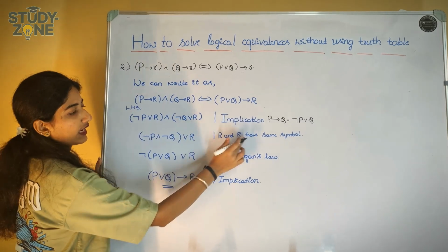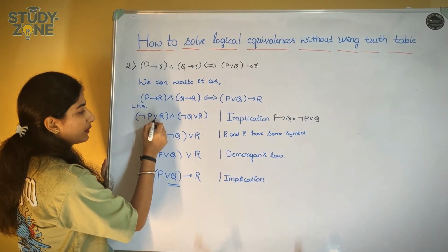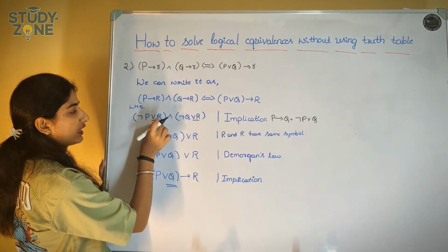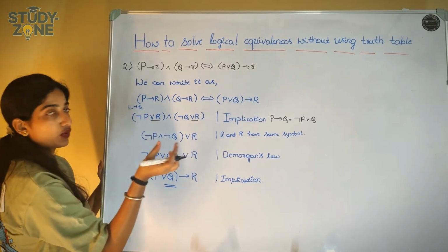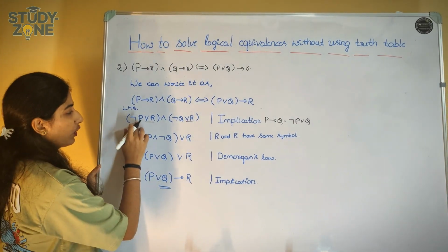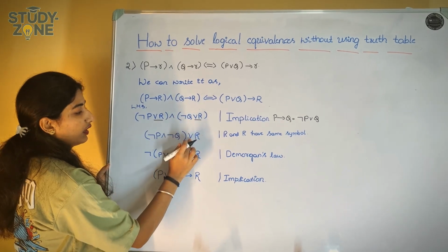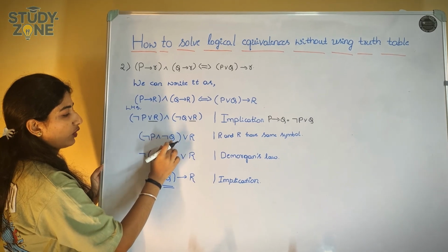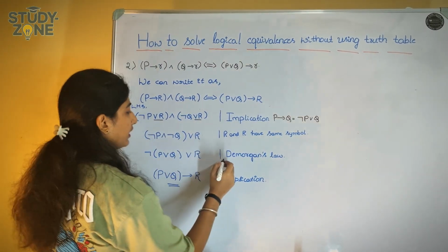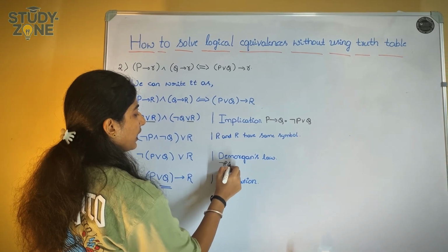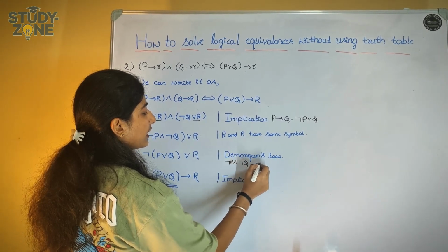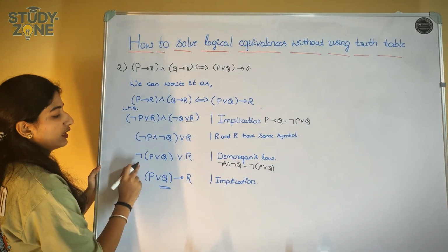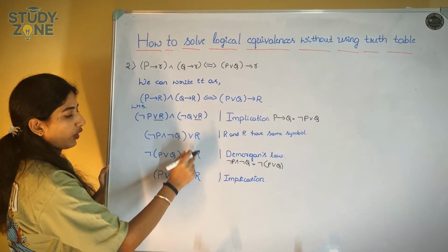Then look at this: R and R have the same symbol, which means here R also has an OR symbol and here also there is an OR symbol. So we can take this outside, which means we are going to do the associative law. So not P or not Q, here OR R, correct? So here not P and not Q. Here in De Morgan's law, we can write not P and not Q as the negation of (P or Q), correct? So here the negation of (P or Q) or R.